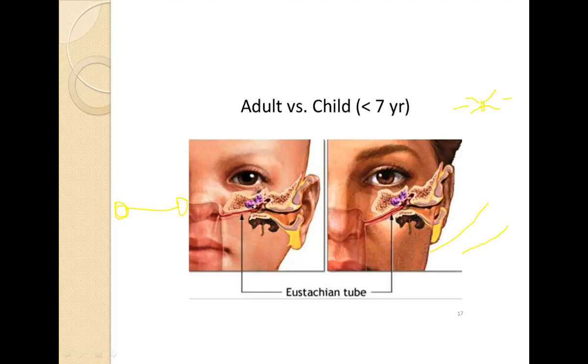Another major difference is that the adult's auditory tube is larger, and a child's auditory tube is shorter, wide, and horizontal. So this helps us to infer that in a child, since the auditory tube is horizontal, the infections from the pharynx can easily spread to the middle ear and cause infections of the middle ear.